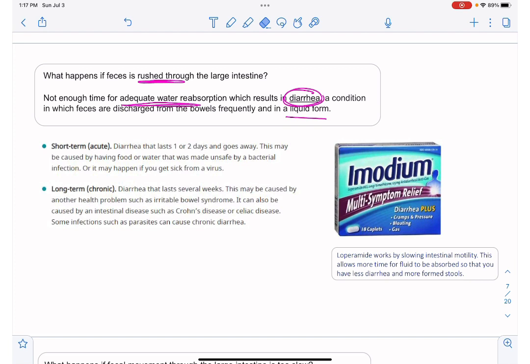And so there's lots of different pharmaceuticals that can help with this. And one of those is Imodium, and the active ingredient in Imodium is loperamide. And this basically works by slowing down intestinal motility. It's working on the smooth muscle, presumably, to slow the movement of material through the large intestine and therefore give more time for water reabsorption.